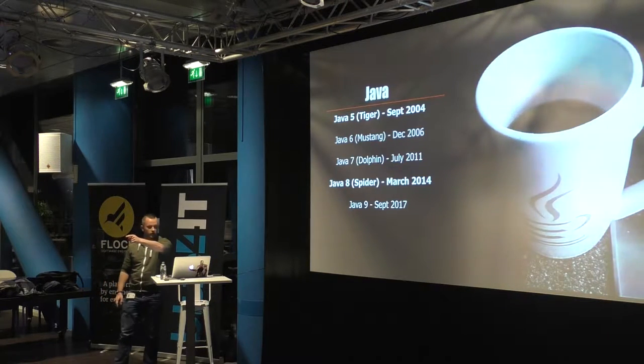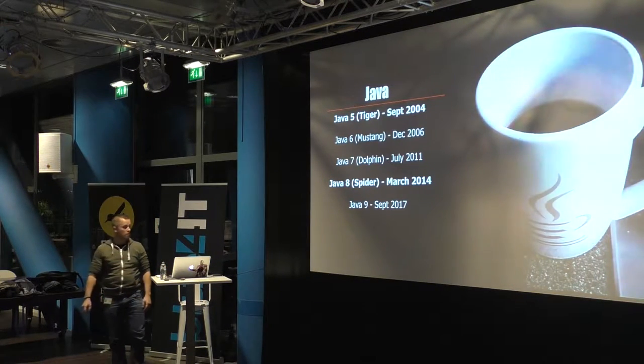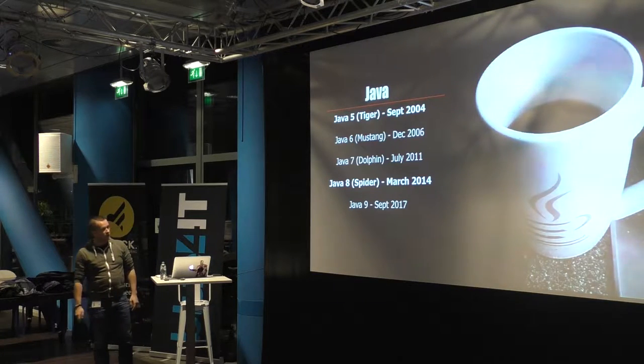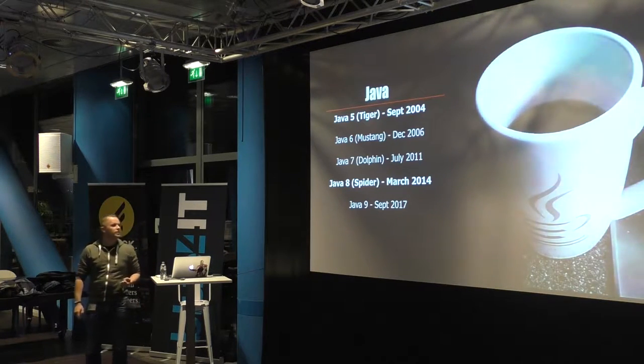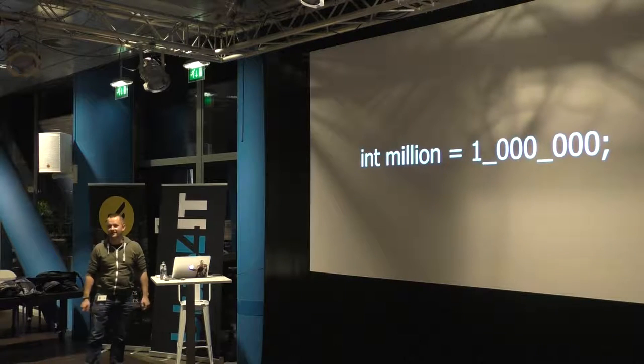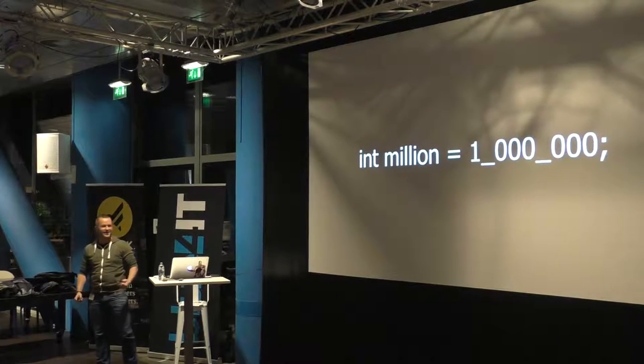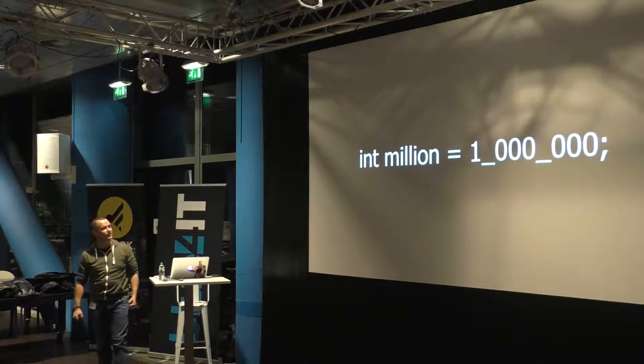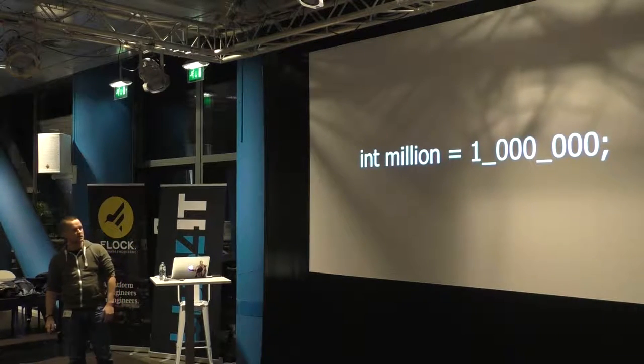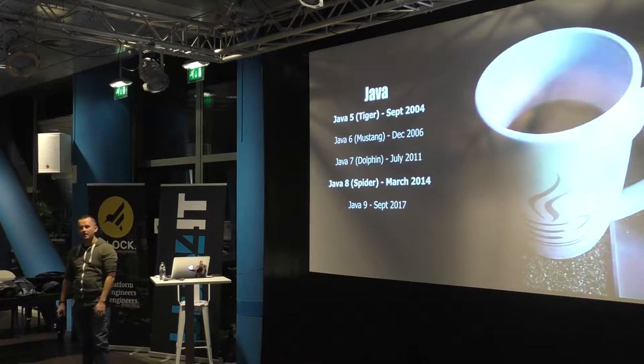Java 7, do you remember what that brought us? Diamond operator, yeah, of course. Diamond operator, try with resources, string switch statements. But my favorite thing in Java 7 was this one: we can use underscores in integer literals, in numbers.